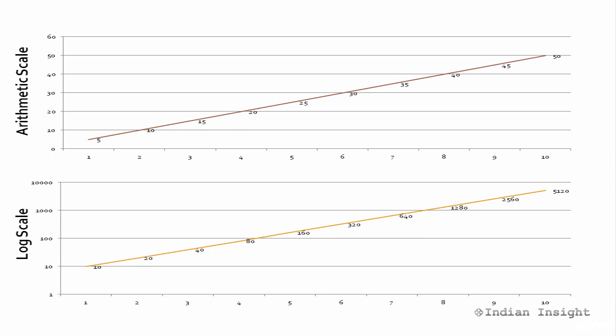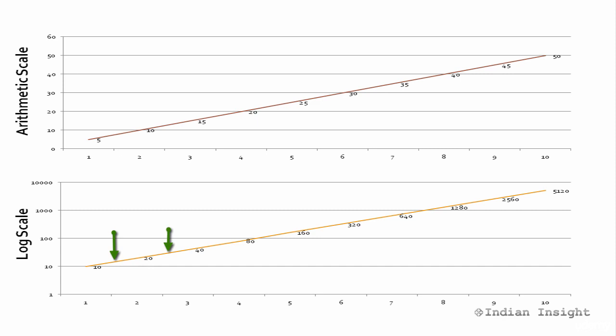In order to understand the difference between the linear scale and logarithmic scale, I have produced two charts here. One is a linear scale chart and the other is the logarithmic scale chart. When you look at the linear scale chart, you see that the distance between 5 to 10 on the vertical scale is the same as the distance between 10 to 15. Also you see that the distance between the price of 10 and 20 is the same as the distance between 20 and 30. But now if you look at the log scale, you see that the distance between 10 and 20 is the same as the distance between 20 and 40.